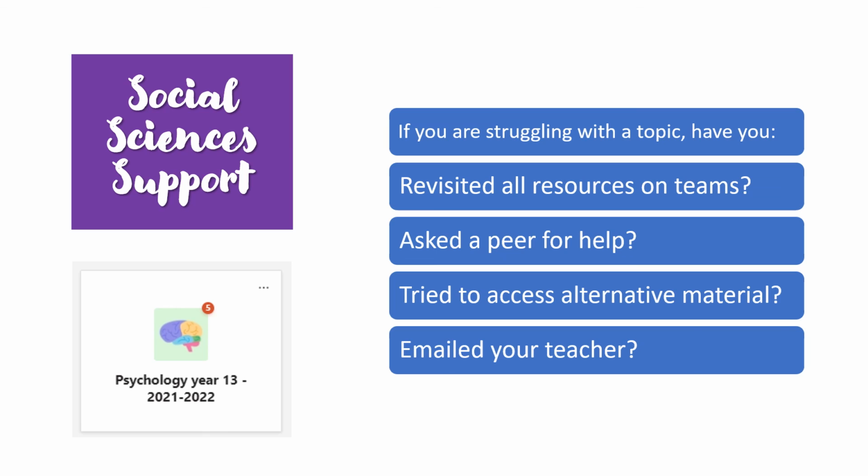Ask a peer for help. Collaborative learning is really effective, and I always think two heads are better than one. Have you tried to access alternative material? So have you had a look at YouTube? Have you had a look at different websites? Because sometimes people explain something in a way that suddenly clicks with you. You can always see your teacher or email us to ask for help. We're here to support you and we want the best for you.